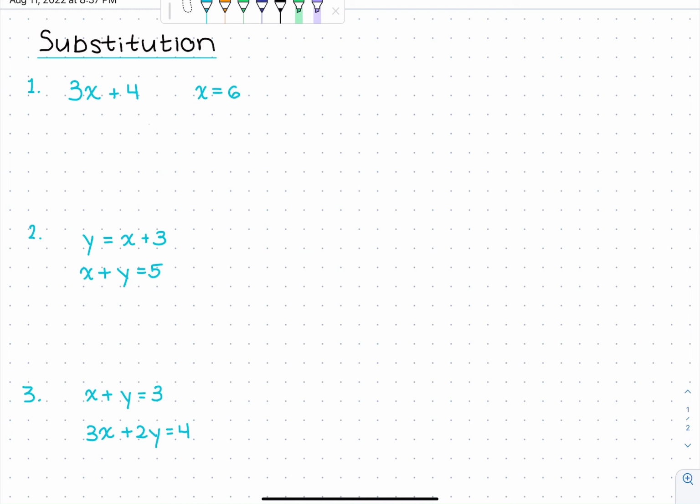And so what substitution allows us to do is sub x equals 6 into the other equation and find out the value of it. So in this case, what I would do is I would have 3, and I know that x equals 6, so I'll plug in 6 here, plus 4. I can then solve that. I will have 18 plus 4, which gives me 22. So that's the simplest way we can look at it, where x is just equal to a number.